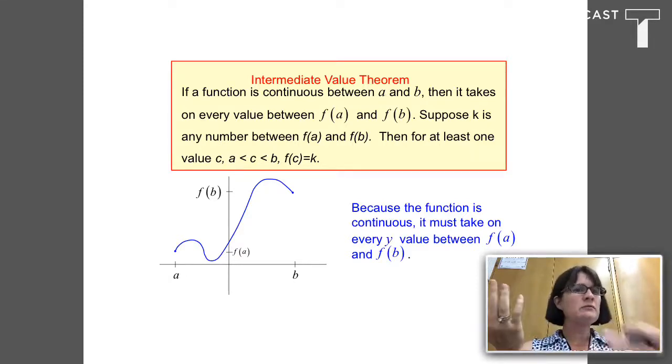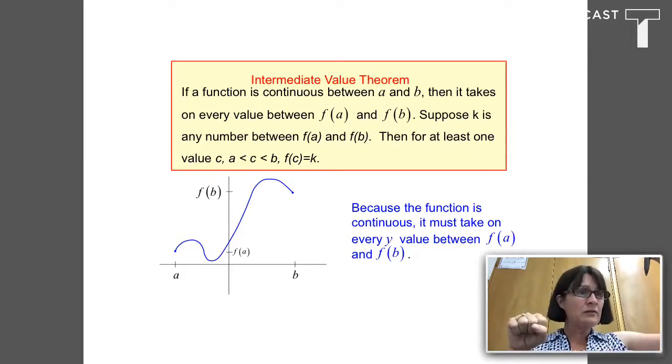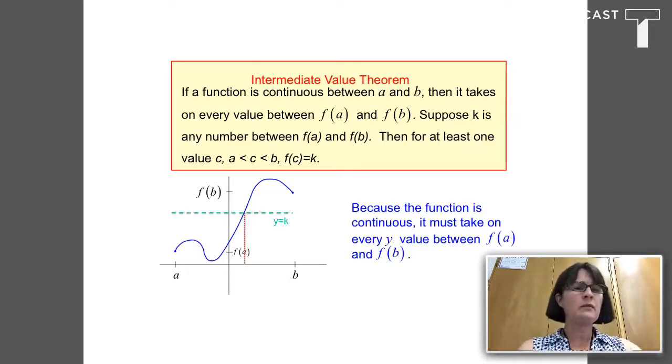If a function, f of x, is continuous, has to be continuous, between two x values a and b, then the y values, f of a and f of b, every single y value in between them and including them has to get touched by the function somewhere between a and b. So let's see what that means.